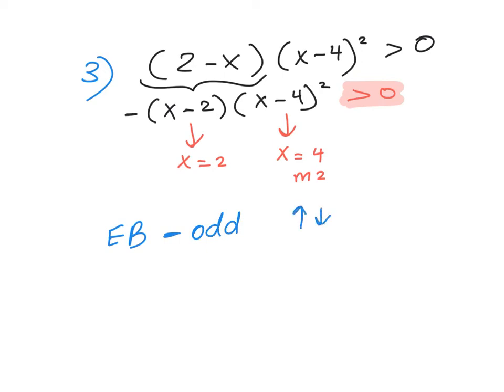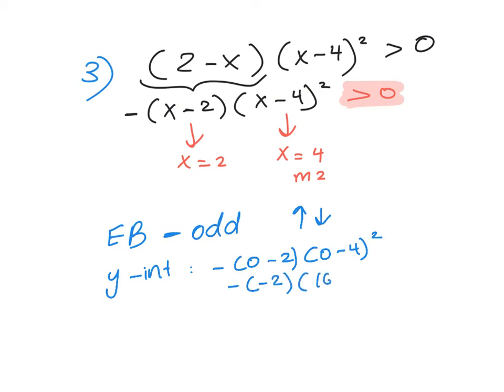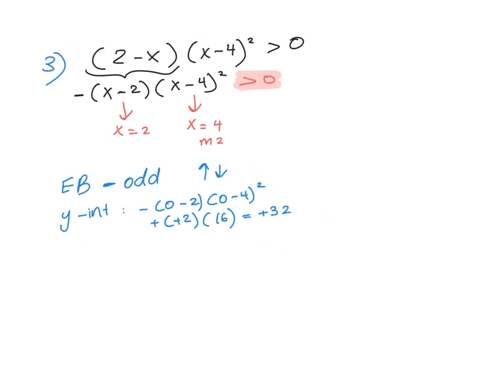Now the y-intercept. Plug in 0 for the x. So that's going to be negative times -2, and -4 to the power 2 is 16, so that's going to be a positive 32, and that's my y-intercept. So I have everything I need to start sketching this graph.